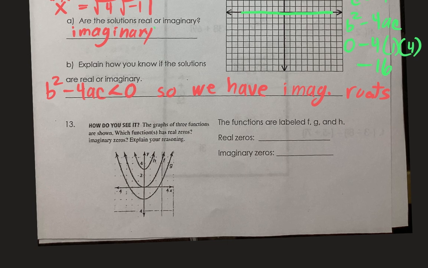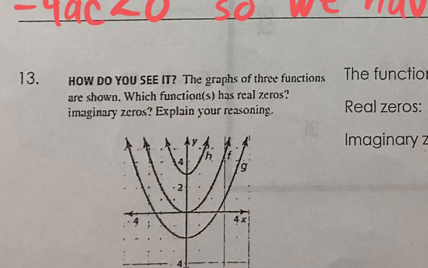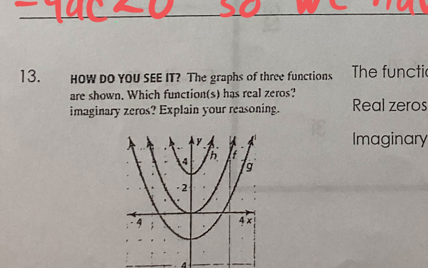All right, let's see. Last problem. How do you see it? All right, graphs of these 3 functions are shown. Which functions have real zeros? Real zeros, we will cross the x-axis. Imaginary numbers, we will not. Okay, so let's see. Here, we do not cross the x-axis. Here, we touch the axis 1 time. Here, we cross the x-axis twice.